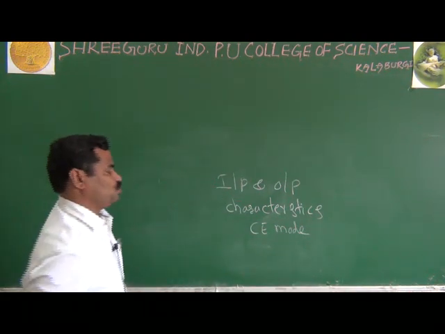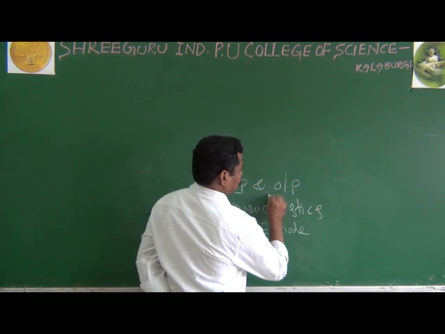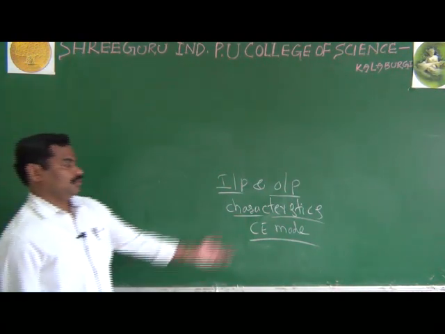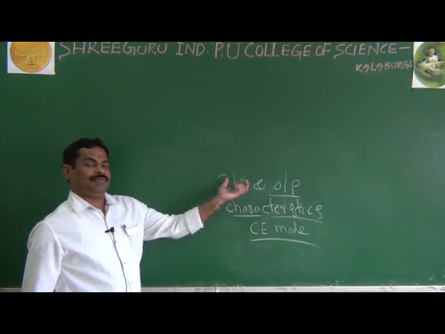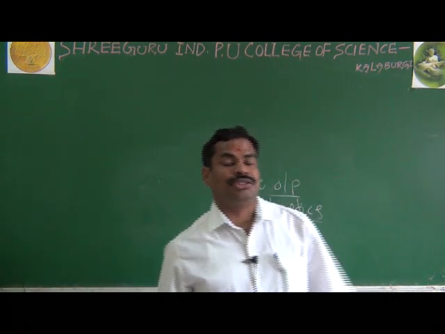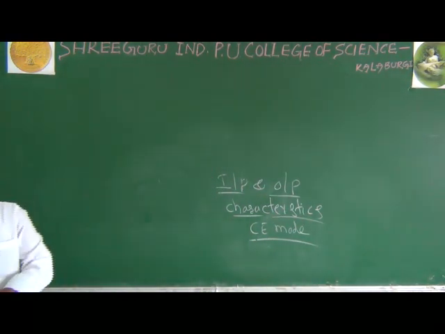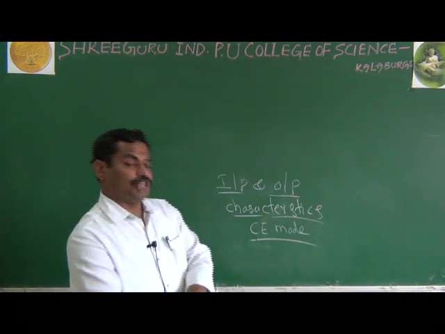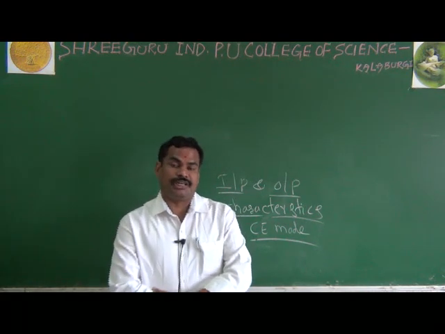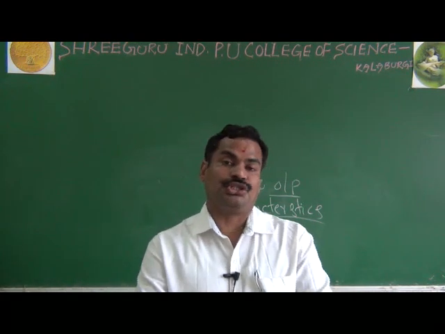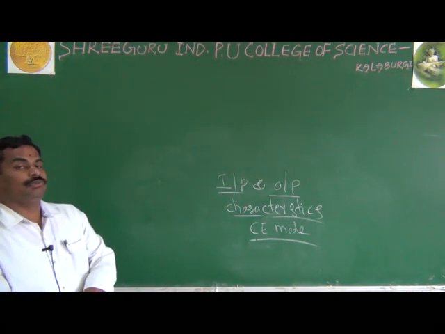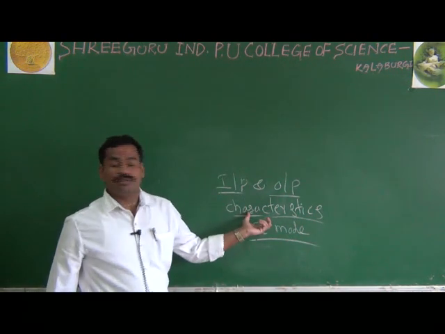As I said already, it is so important for understanding the second year topics, and your second year syllabus starts with these input and output characteristics. If you are perfect in input output characteristics, then it is very easy to understand transistor biasing, and also transistor amplifiers. As I said yesterday, your second year syllabus starts with the first topic FET, that is field effect transistor, the second topic is transistor biasing, and the third topic is transistor amplifiers. To go for transistor biasing and transistor amplifiers, these input and output characteristics are so important.